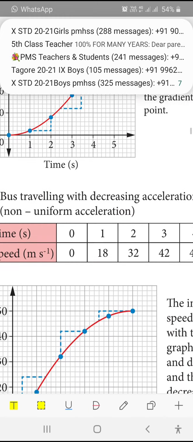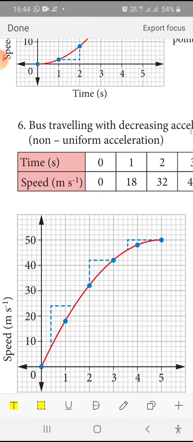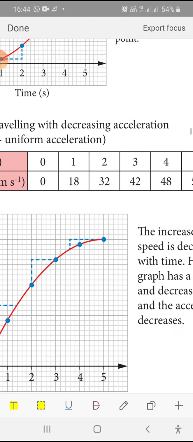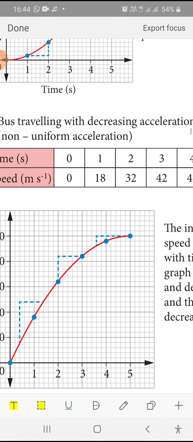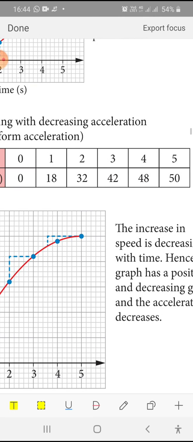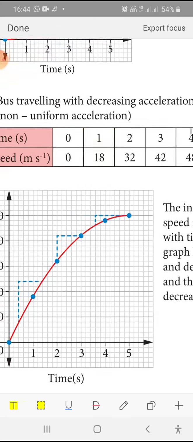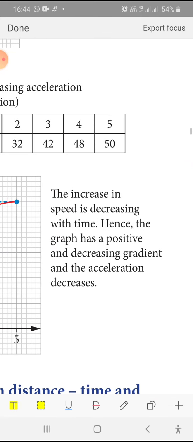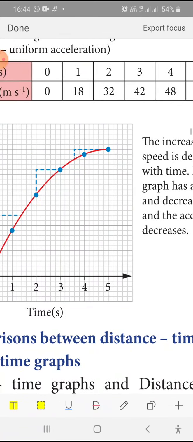Then the bus is traveling with decreasing acceleration. As in the distance time graph, here also in the speed time graph the speed goes on decreasing. First 18, then 32 minus 18 gives 14... then 42 minus 32 gives 10, then 48 minus 42 gives 6, 50 minus 48 gives 2. So the speed goes on decreasing. This is a decreasing gradient acceleration.